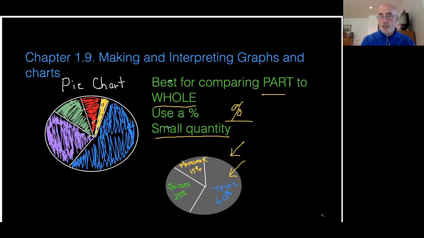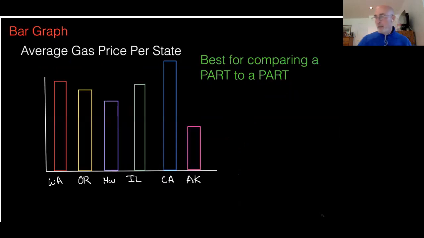All right, next kind of chart, please make sure you freeze the screen and copy this down, is a bar graph, okay? A bar graph. And they are best, over here on the right, for comparing a part. Please capitalize this and underline this and highlight this because you'll be tested on this. But it's also the key concept. They're best for showing how a part compares to another part, not the whole, okay?